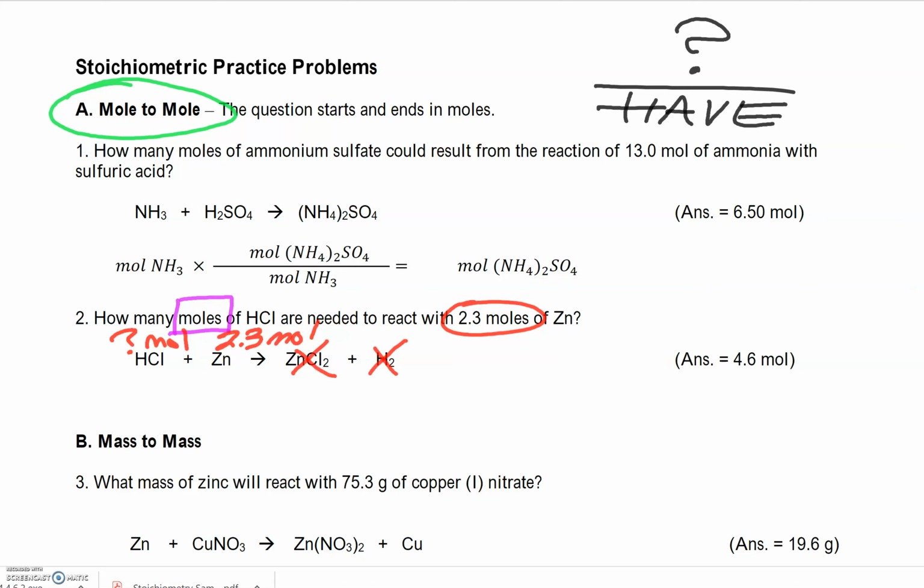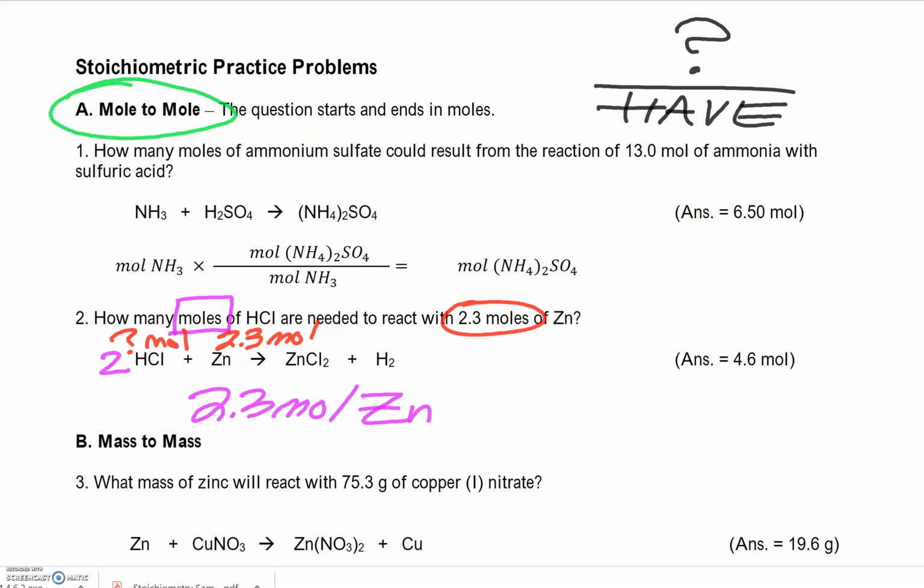Now, we still need to balance. We still need to do those things, because the balancing piece is always going to be important. Let's balance real quick. So it looks like we need a 2 in front of the HCl, and that takes care of the chlorine and the hydrogen and zinc. So there we go. 2, 1, 1, 1. So how would I set this up? I would go 2.3 moles of zinc. That does not change.